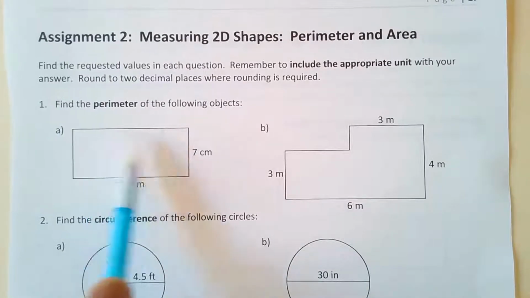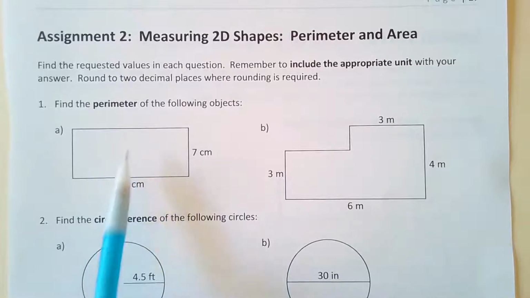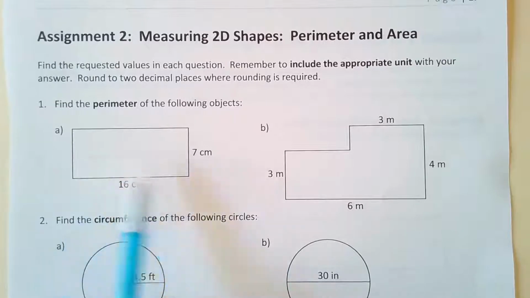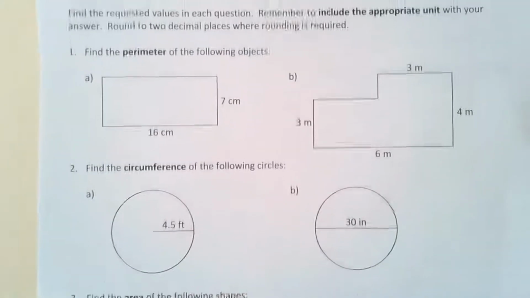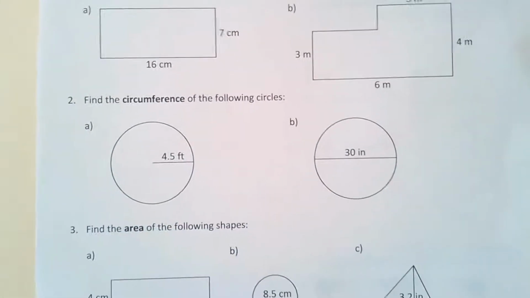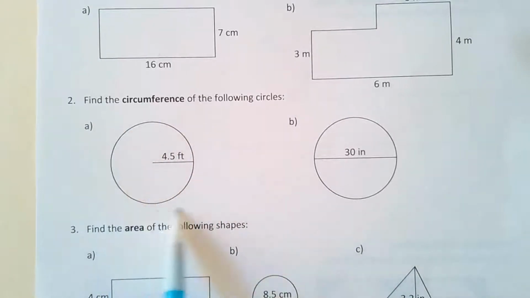that there's a formula to find the perimeter: 2 times the length, the opposite sides are equal, plus 2 times the width. Then the area is length times the width. For a circle, the distance around the circle is called the circumference. So that is the perimeter.